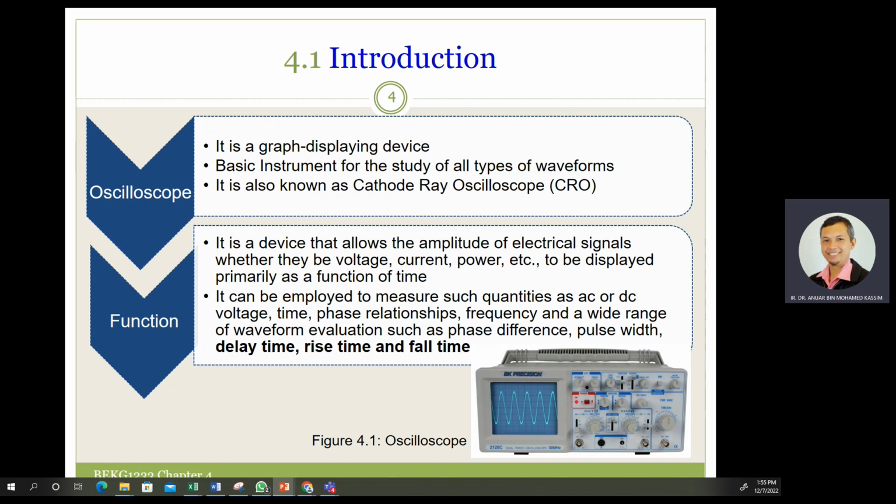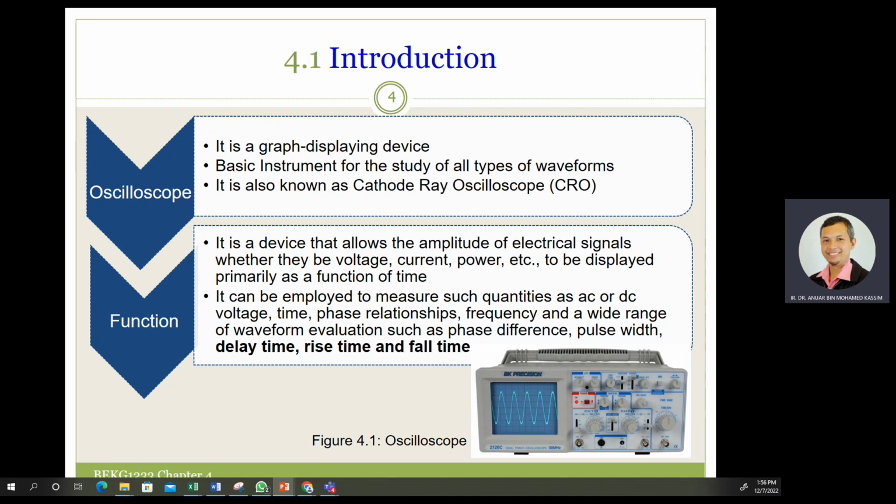The abbreviation is CRO. The function of this oscilloscope is to allow the amplitude of the electrical signals that we touch, whether voltage, current, or power, to be displayed primarily as a function of time. For the y-axis you can measure the value of the voltage, current, or power, and the x-axis is a function of time, the time taken while you are measuring the value of the voltage, current, or power.